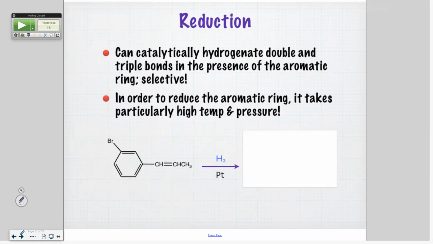Okay. Well, benzene is very hard to reduce that way. Okay. It can be done, but it takes particularly high temperatures and pressures, like outrageously high. So you can easily reduce the double bond in the presence of the benzene ring, because being aromatic makes it so stable that it's much harder to do. Okay, so notice what we did.